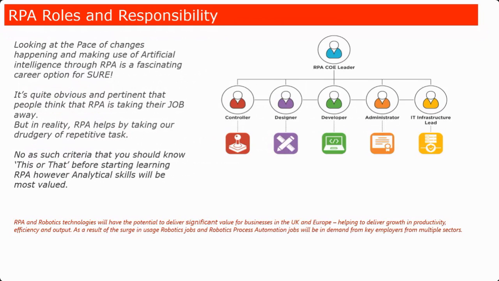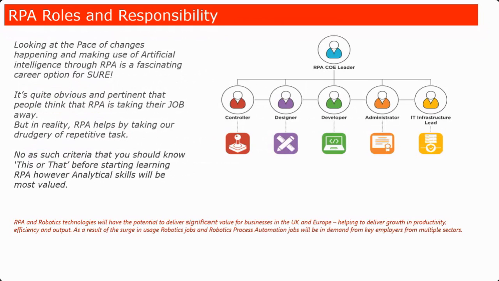But on a higher level, there must be these 5 roles. The role names could be different. Someone can give a fancy name like automation designer or automation controller or automation developer, but the roles remain the same. So you have an RPA COE leader on top, because he needs to buy for you so that the license and everything can be done. And then you have 5 different types of roles. And the roles and responsibilities of these different roles will differ from organization to organization.